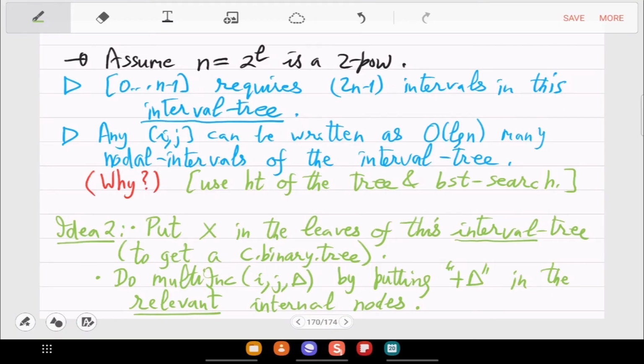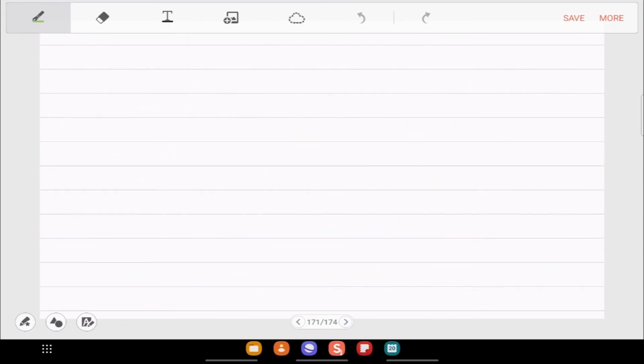So what are these relevant internal nodes? And how will you put delta there, and then how will you do the reporting? So those pseudocodes we will see in detail. But let us first do this in an example. So the augmented data structure looks like this.